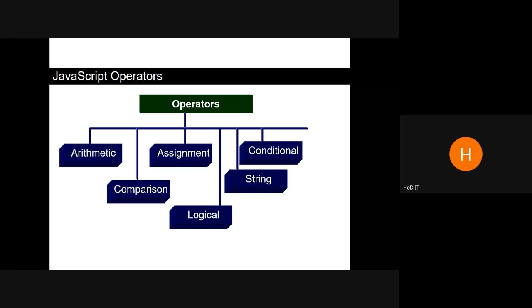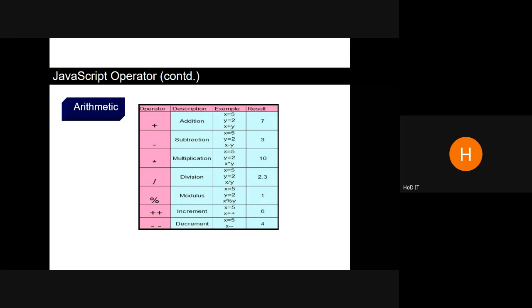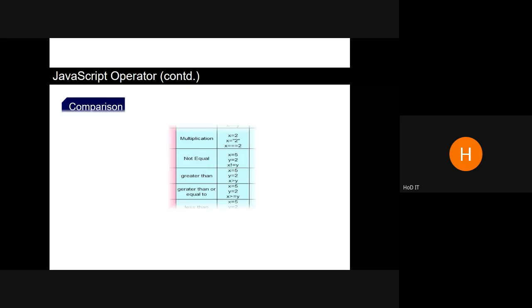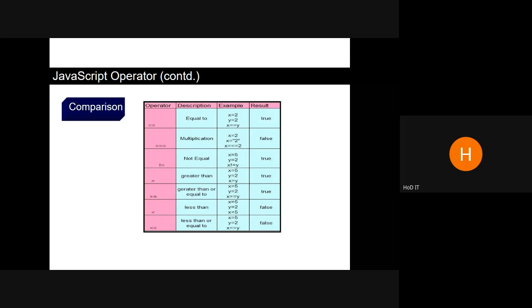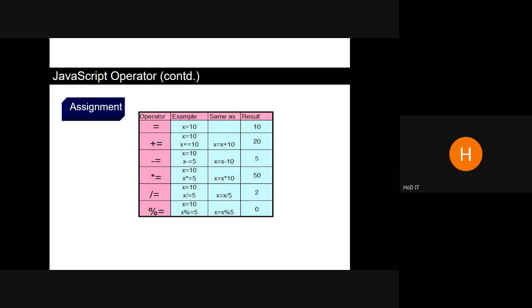And these are the various operators used in JavaScript: arithmetic, assignment, conditional, comparison, string, logical, and typeof. Arithmetic operators we have already seen in many languages: addition, subtraction, multiplication, division, modulo, increment, decrement. Everything comes under arithmetic. Comparison operators are the same as in other languages: double equal to, not equal, greater than, greater than or equal to, less than or equal to. Assignment operator means equal to. We can also include plus equal to, minus equal to, star equal to, slash equal to and modulo equal to.